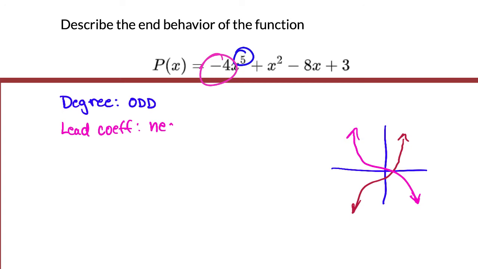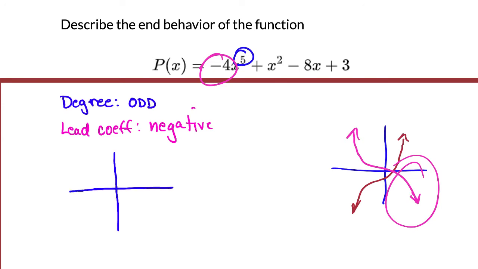But that, more importantly, is negative. And so that tells us what the right-hand side does, which is go down. So we know it's going to look like that pink function I drew. Let me redraw them right here. Odd says they go in opposite directions. The negative says the right-hand side goes down first, like so. Then the graph will do something, but then the left-hand side will go up in the opposite direction.